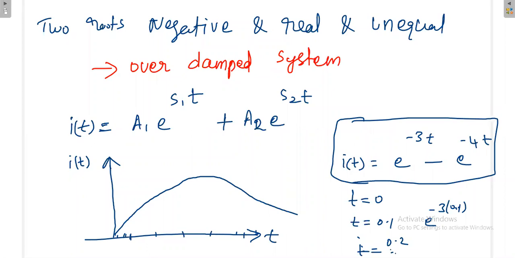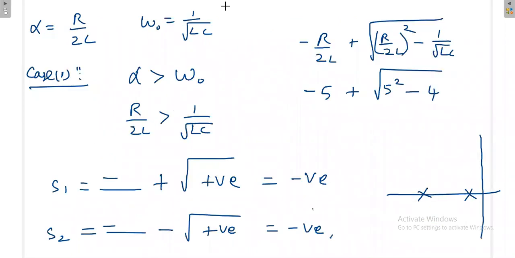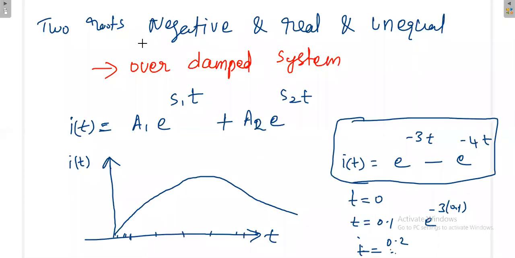In the first case, what is the condition? Alpha is greater than omega naught. That means R by 2L is greater than 1 by square root of LC. If this is the case, then we get negative roots. They are real, and they are not equal, they are unequal. Such a system is called an over damped system. The response could be like this. In control systems we'll see it in detail, but here we'll stop with this.